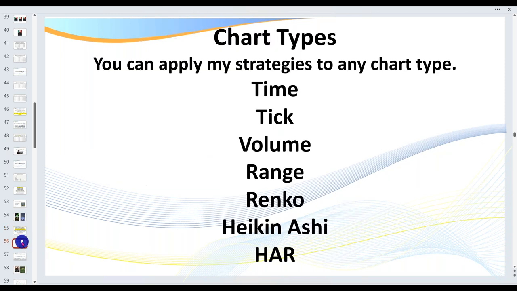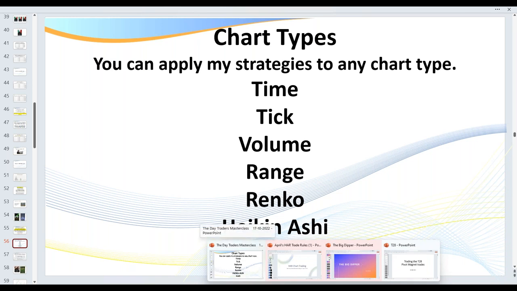Now, the strategies I've mentioned you can apply to any type of chart. If you're a new trader, Renko is really the way to go. I use both Renko and Tick. And if I remember, I'll show you, I've got to actually set up a Heiken Ashi chart. And in fact, let me just show you this now.